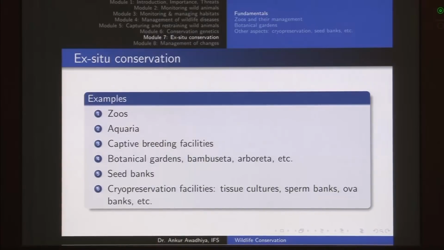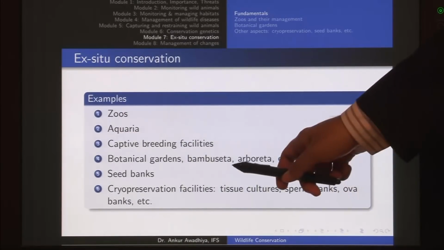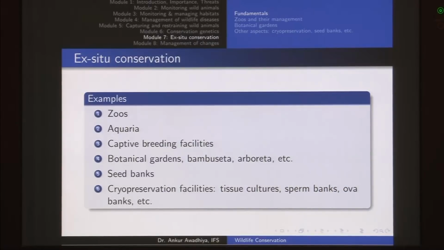Now some examples of ex-situ conservation include zoos, aquaria, captive breeding facilities, botanical gardens, then collection of bamboos, which is known as bambuseta, collection of trees, which is known as arboreta. So in these cases, you bring the seeds or you bring the saplings and you plant them together in an area. So they also become ex-situ conservation measures.